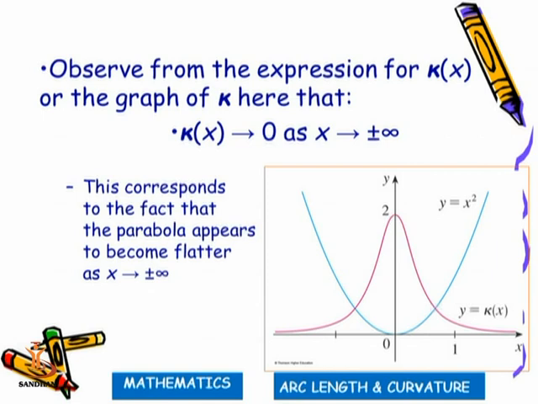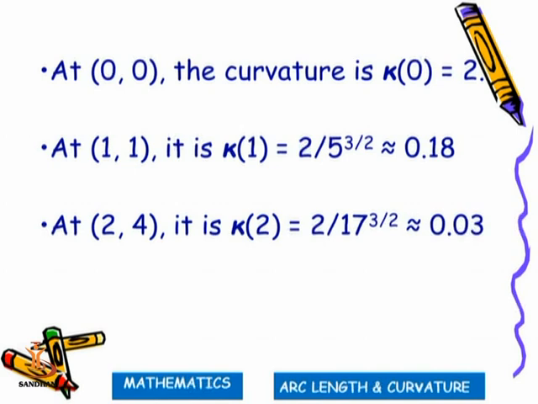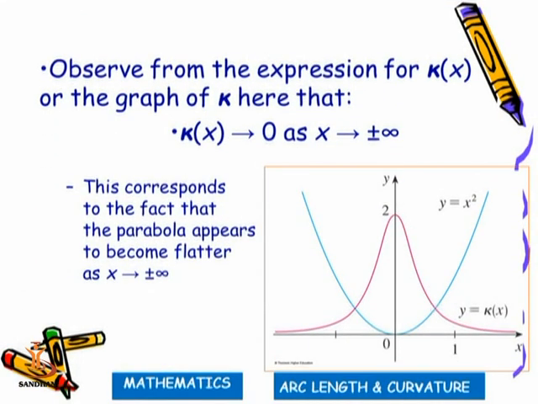So what is our observation? Observe the expression for the curvature, or the graph of the curvature, is here: curvature tends to 0 as x tends to infinity. If you look at the values, at the point 0 the curvature was highest, 2. At point 1 the curvature becomes less, 0.18. At x equal to 2 it is even less, 0.03. If we take x equal to 3, 4, 5, when x tends to infinity the curvature tends to 0. So you can see the diagram. The blue line is the diagram of our parabola and the purple line is the curvature, which tends to 0. So isn't it a very interesting topic?